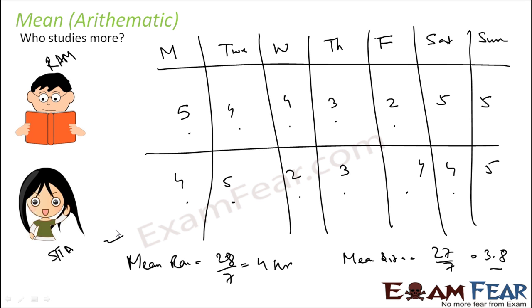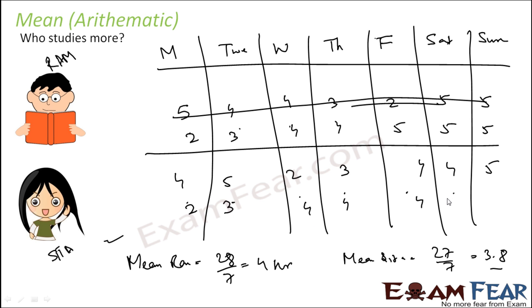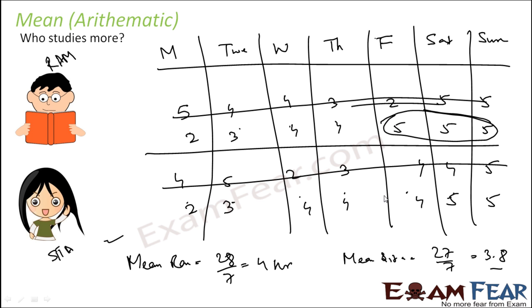If you talk from the mode perspective also, let's rearrange the data in ascending order. So for Ram it becomes 2, 3, 4, 4, 5, 5, 5. And this data also gets arranged as 2, 3, 4, 4, 4, 5, 5. If you rearrange this, you can see that the mode for Ram is 5, the maximum number of occurrences is 5, and here the maximum number of occurrences is 4. From that also, Ram studies more. But if you take the median, in both cases it is the same. But in this case, I think the mean is the best way to judge who studies more.